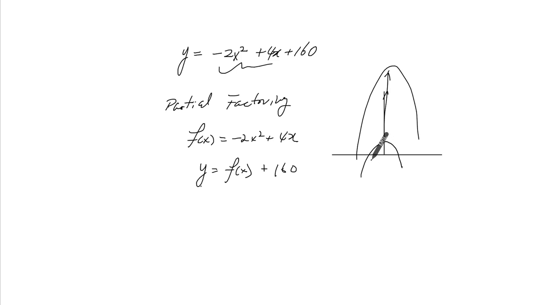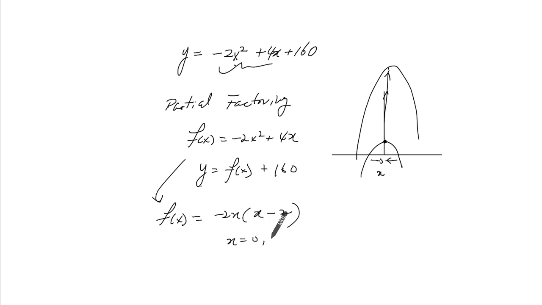In other words, the x location of the vertex will be the same on f of x and on the original y equals negative 2x squared plus 4x plus 160. So what that means is we can just find the x location of the vertex of this one. We can quickly do that by factoring, and that's the nice thing about taking the first two terms, because they both have x in them. Let's factor out negative 2x, and you get x minus 2.